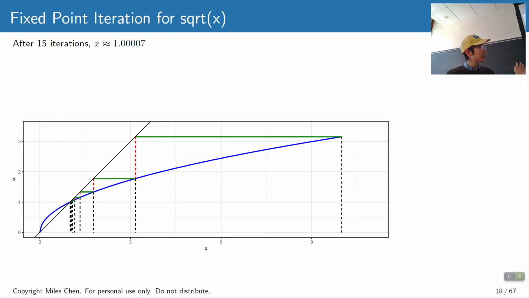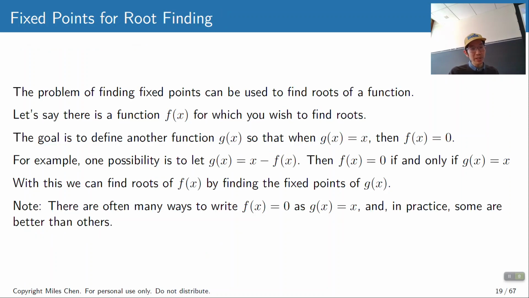So that's kind of an illustration of how we find fixed points. We just, assuming it has an attractive fixed point, keep plugging in the value, keep plugging that result back into the function. Okay, our goal though is to find roots. So how do we use this to find roots?